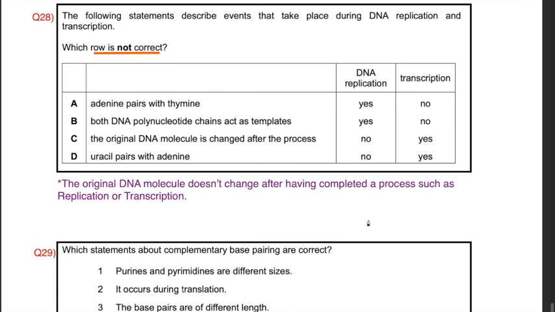The original DNA molecule doesn't change after having completed a process such as replication or transcription. However, if you look at option C, the original DNA molecule is changed after a process. For DNA replication, they have put no, and for transcription, they have put yes. However, the DNA molecule doesn't change at all after completing a process such as replication or transcription. Therefore, the row that is not correct and is obvious over here is row C.